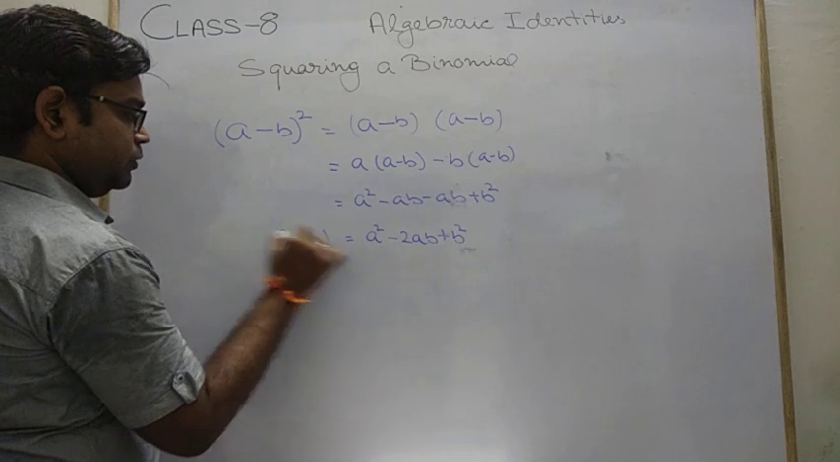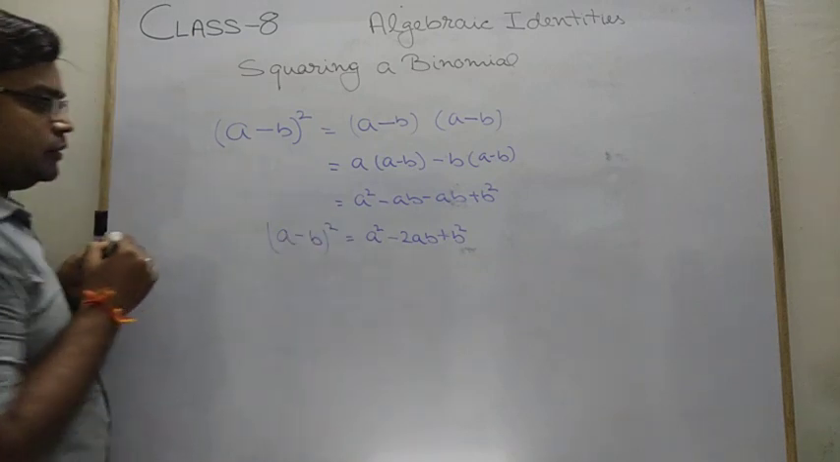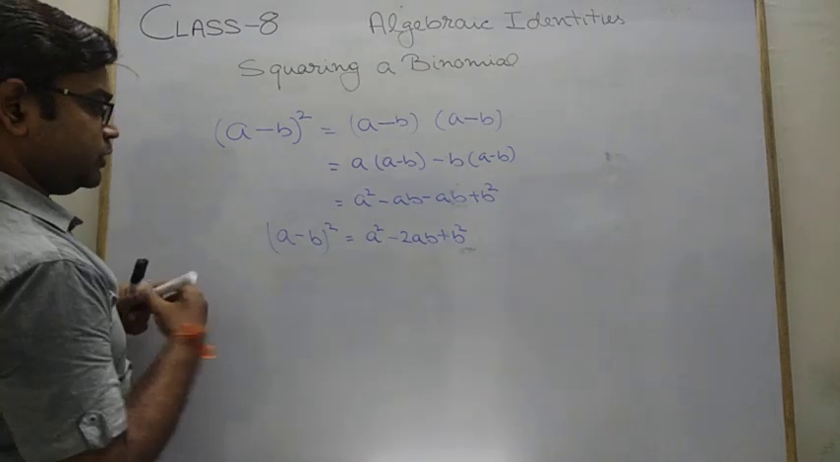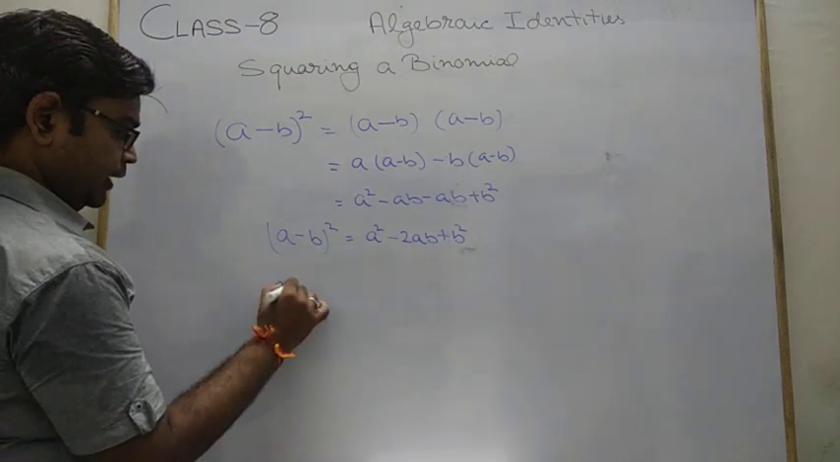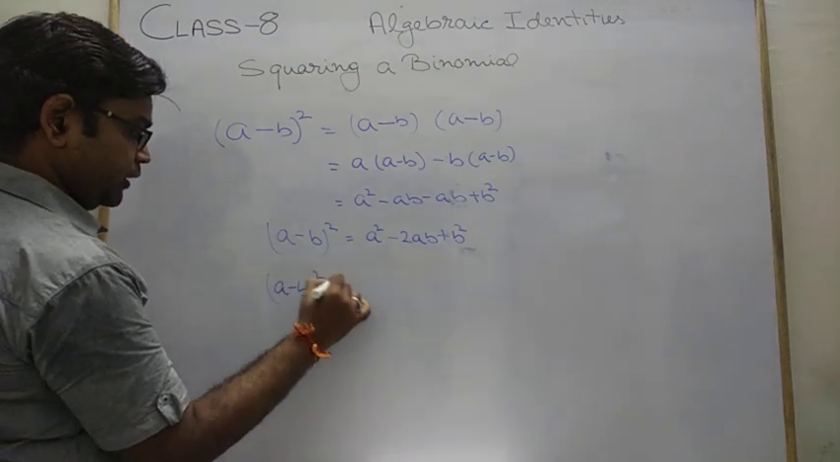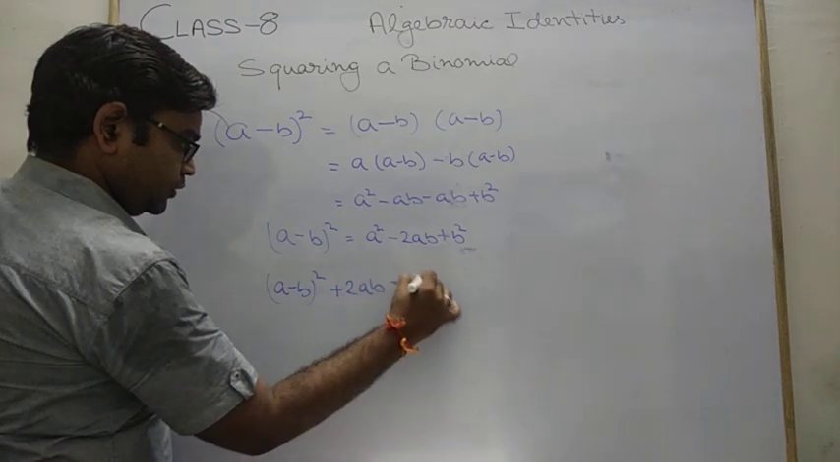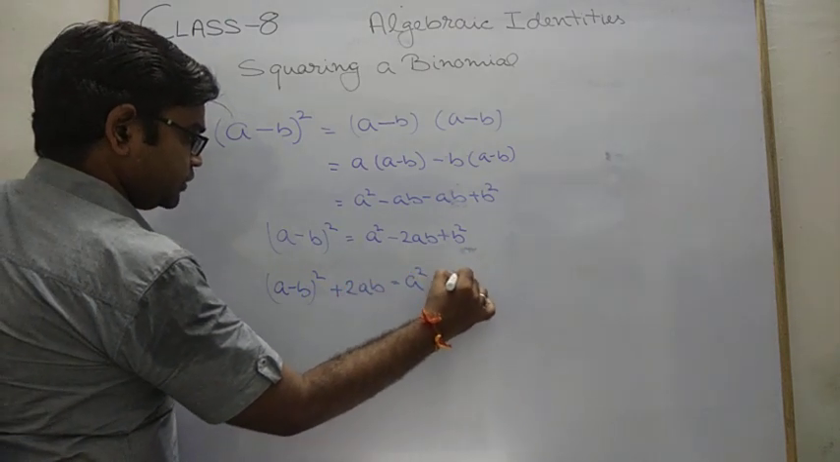So this is your formula, a minus b whole square. Clear? And similarly, as with the previous one, if we shift minus 2ab to this side, what happens? A minus b whole square plus 2ab equals a square plus b square.